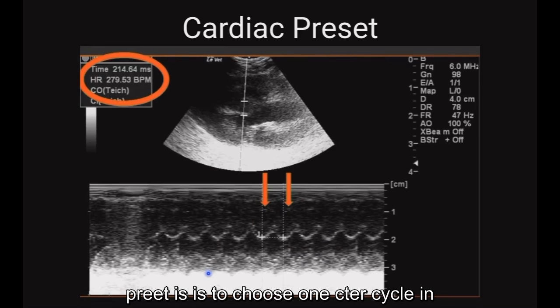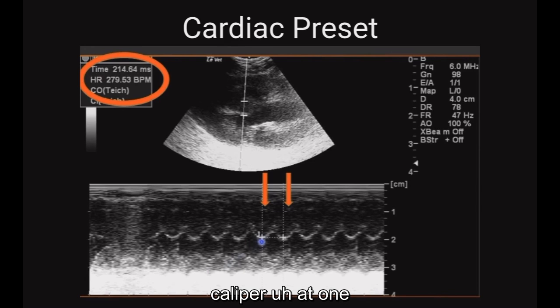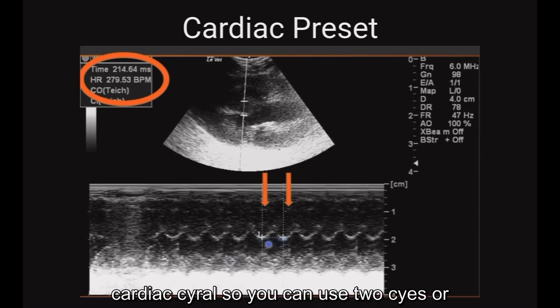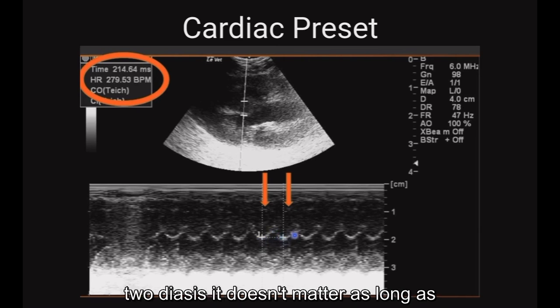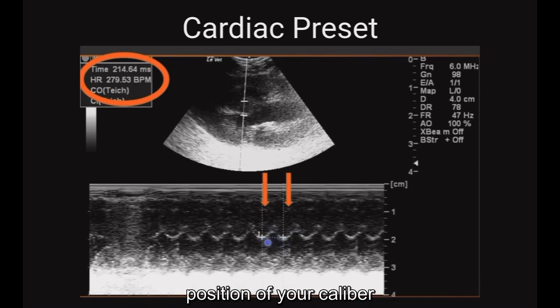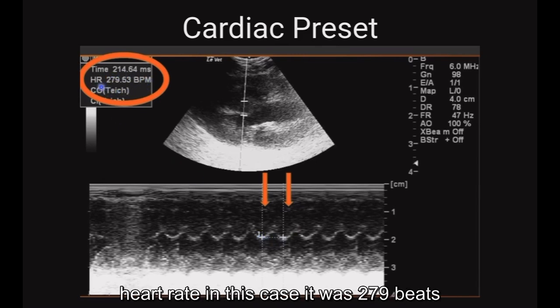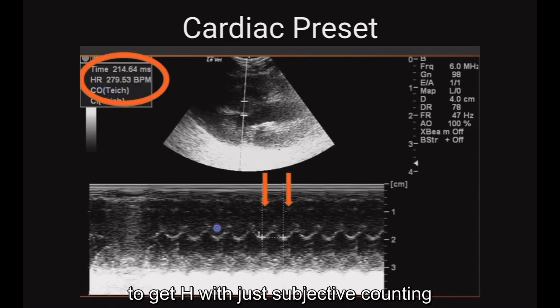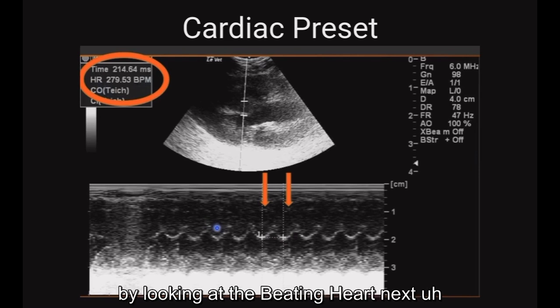The last step in getting the heart rate of the fetus by using the cardiac preset is to choose one cardiac cycle. In order to do that, you need to put your caliper at one systole and extend your caliper to the following systole. So it should be just one cardiac cycle. So you can use two systoles or two diastoles. It doesn't matter as long as it's just a length of one full cardiac cycle. As soon as you confirm the position of your caliper, the machine will give you the fetal heart rate. In this case, it was 279 beats per minute, which would be extremely hard to get with just subjective counting by looking at the beating heart.